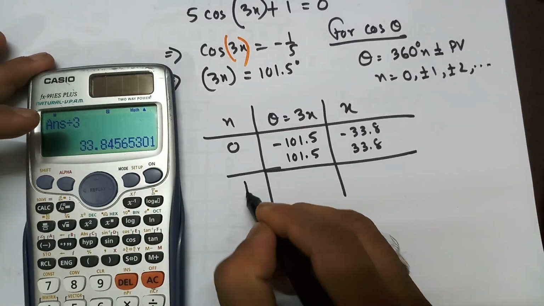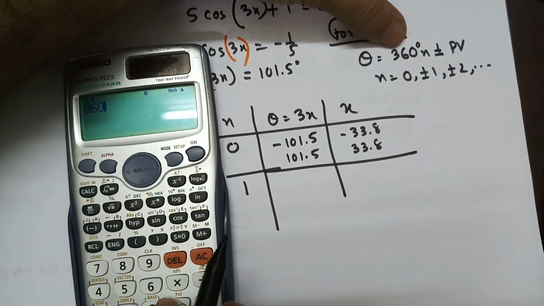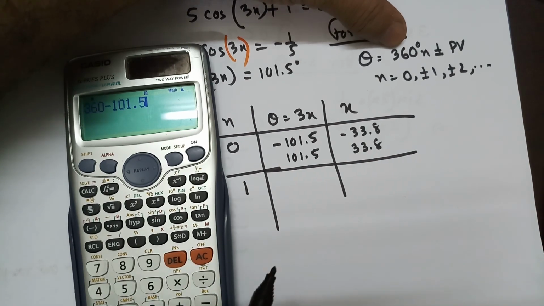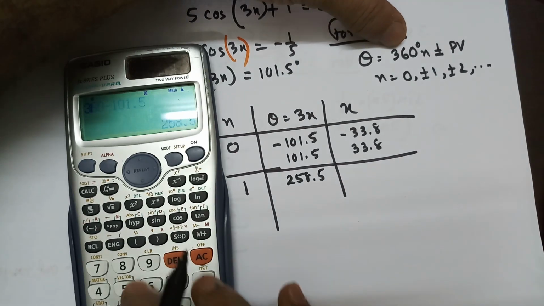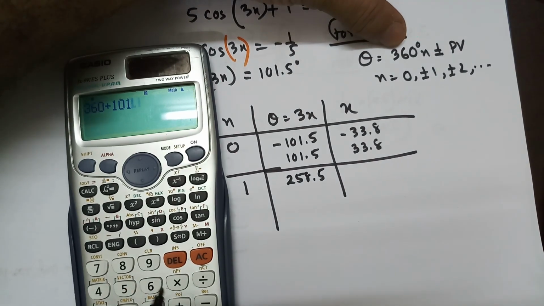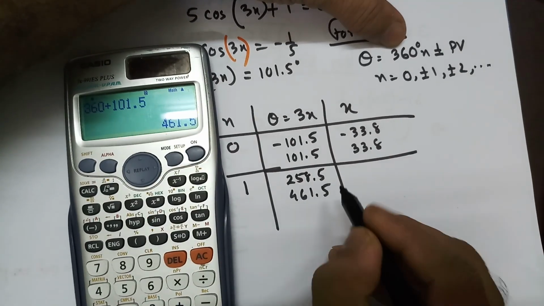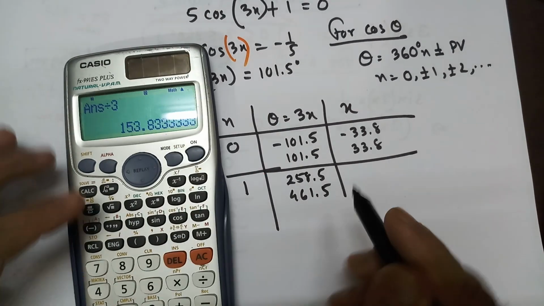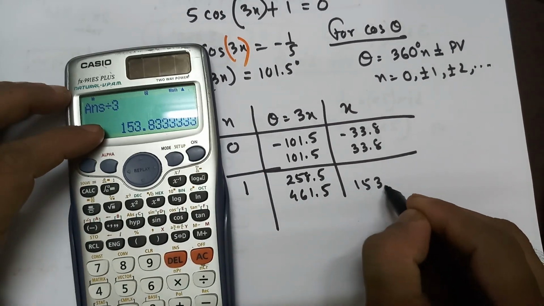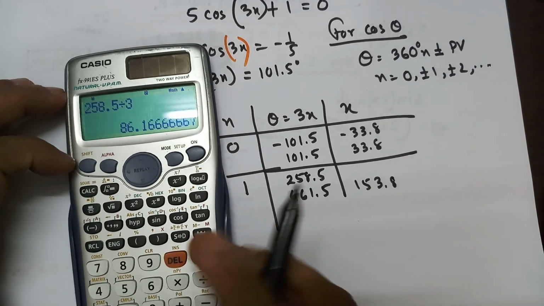And then when n is 1, so 360 minus 101.5, I'm going to have 258.5, and 360 plus 101.5 is going to give me 461.5. Let me divide this by 3. So I got 153.8, and 258.5 divided by 3, I got 86.2.